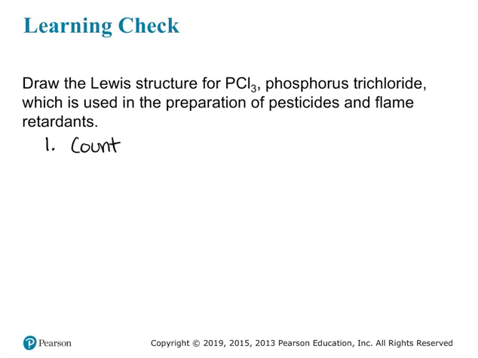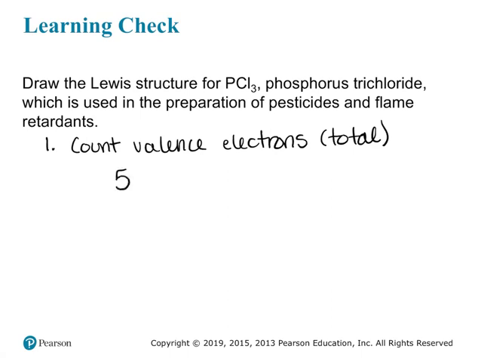Okay, so first what we're going to do is count valence electrons. And we want the total number. So phosphorus again has 5 valence electrons, and then we have 3 chlorines that each have 7 valence electrons. Okay, so 7 plus 7 plus 7, or 7 times 3, that is 21, plus 5 is 26 valence electrons.